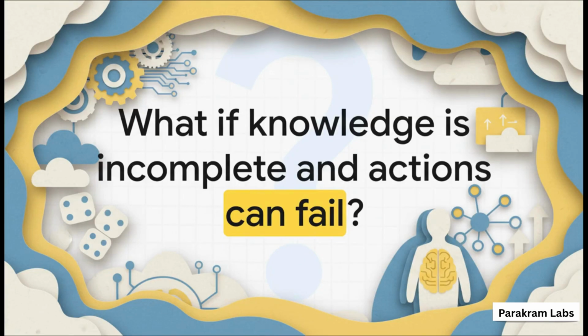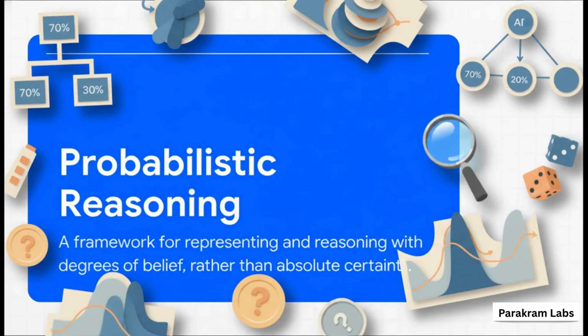So this brings up a huge question. What does an agent do when its sensors aren't totally reliable, when its knowledge has gaps, and when its actions might just fail? In the real world, the black and white rules of pure logic just completely break down. So the book's solution is brilliant. We're going to replace certainty with probability.